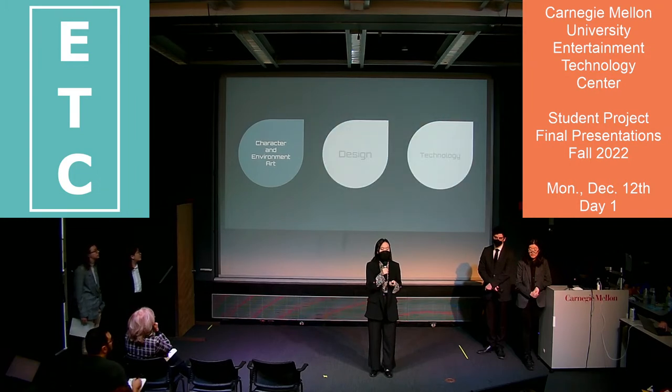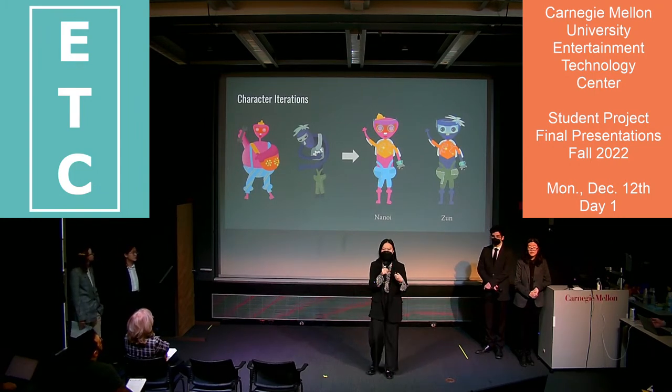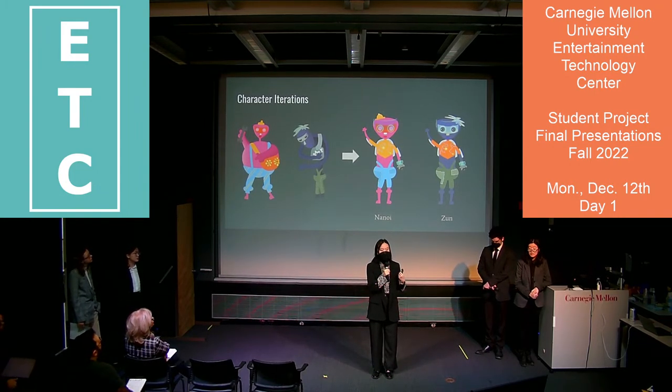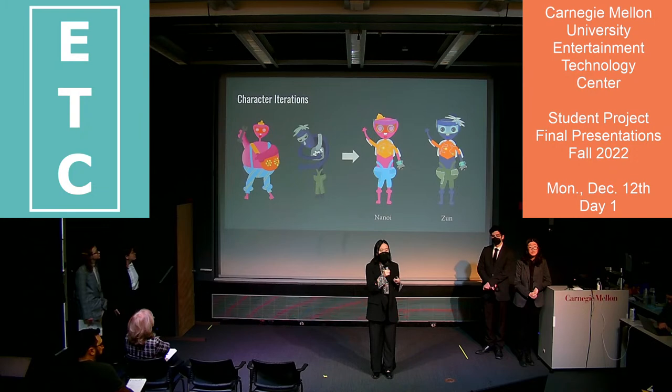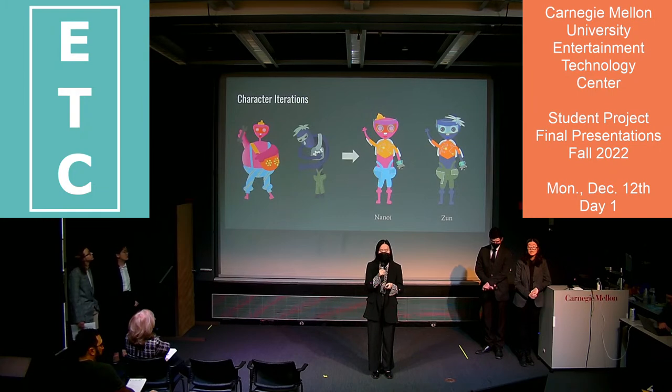So I'm going to talk about the character and the environment art. In the second half of the semester, we received comments from our clients that the original body shape and body language were not that suitable for our game. So what we ended up doing is keeping the two characters with almost identical appearance except for the skin color. This iteration also draws players' attention more toward our intent.